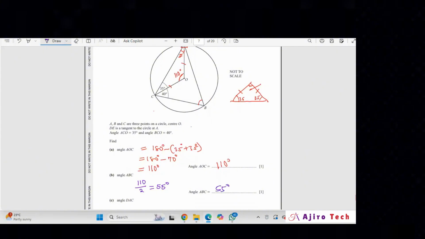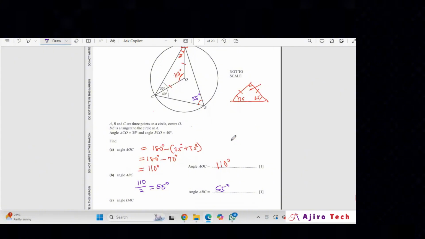So we have 55 left. So this place now is what? 55. You can check: angle at the center is twice angle at the circumference, which is 55 times 2. 55 times 2 will give us 110. So that means we are correct with that.